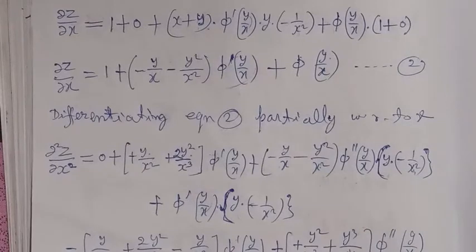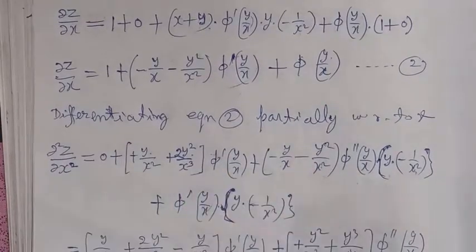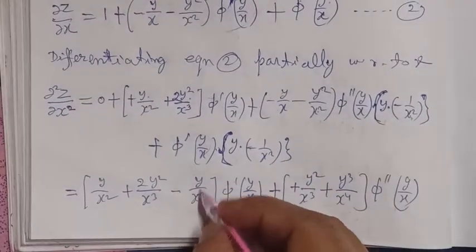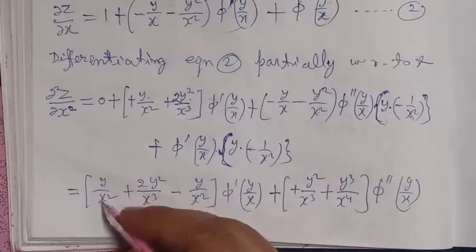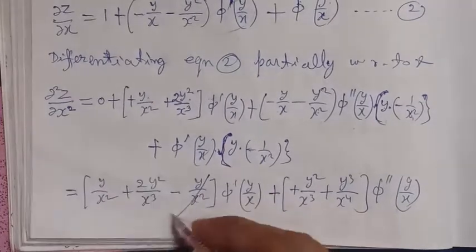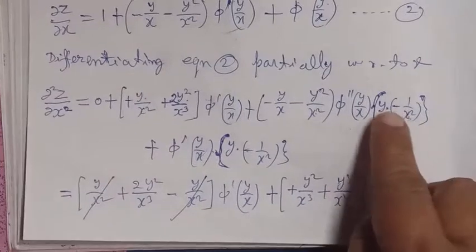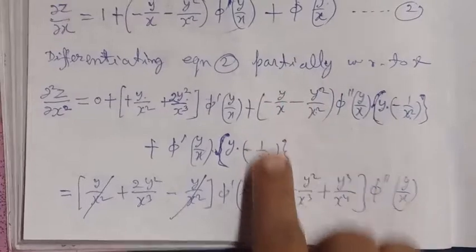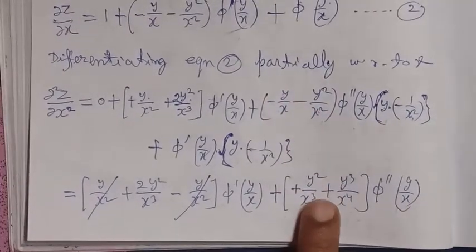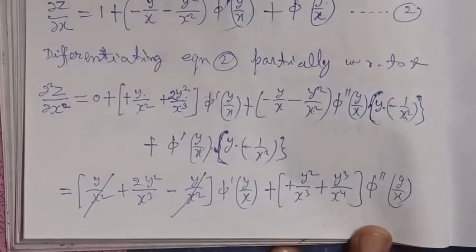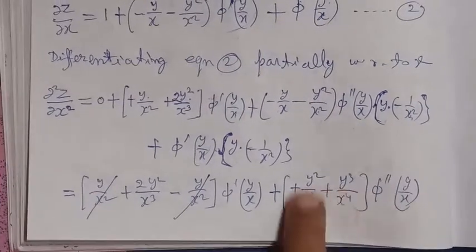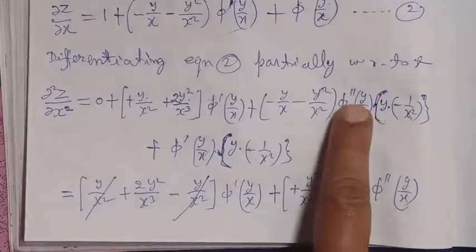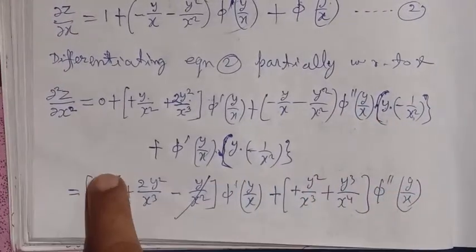We are seeing here y upon x square, which is y upon x here, which is negative, and this term is positive, so this value cancels out. Here minus y upon x square, I multiply in these two terms, then these terms become this, and I write this here, and this value cancels out.